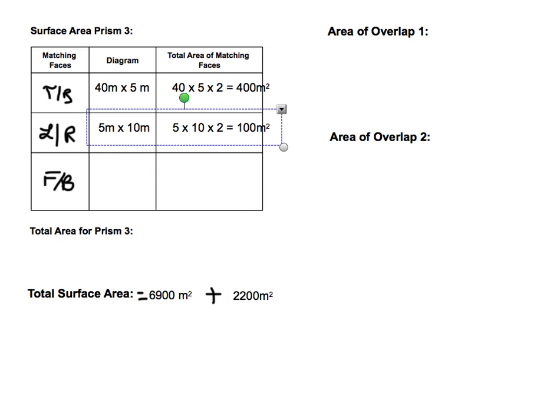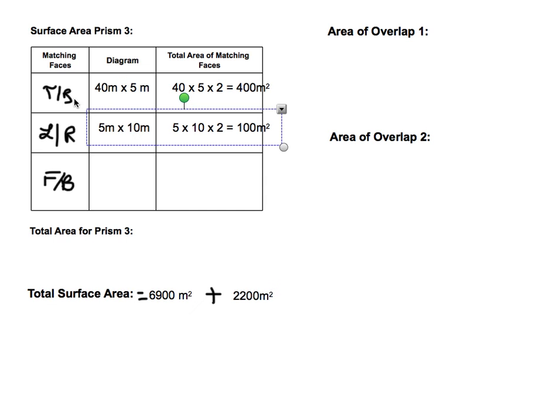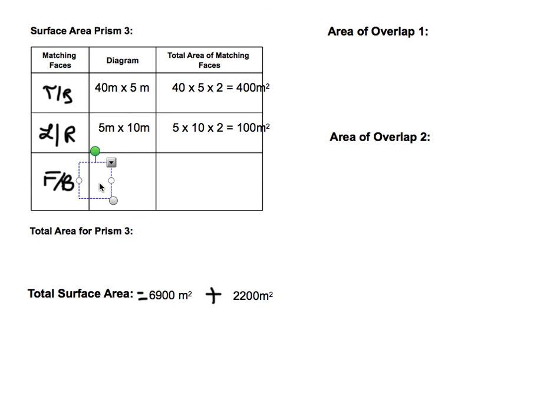I'm just going to double check that because I got distracted. Yeah, okay. So 5 by 10, 5 by 10. So let's talk about our front and our back. So our front is 40 by 10. So 40 meters by 10 meters.